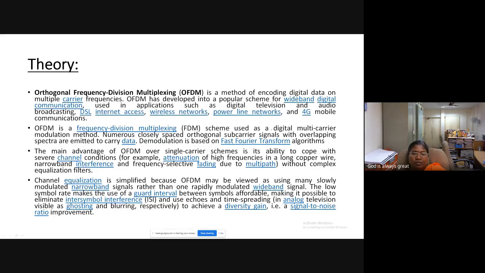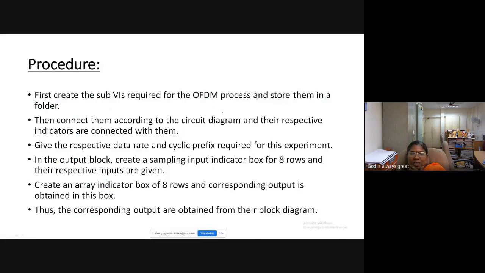So whatever, we should ask the students to write about the theory behind OFDM, then the procedure in LabVIEW. First, you need to create the sub-VIs, virtual instruments. VI stands for virtual instruments here. What are all the sub-VIs you are required to create for the OFDM process? Create the sub-VIs and store them in the folder.